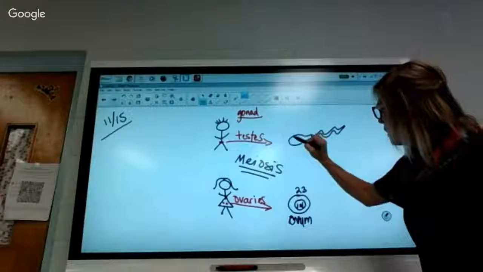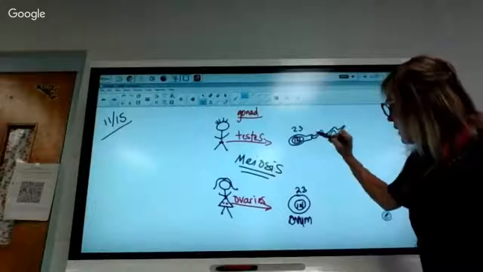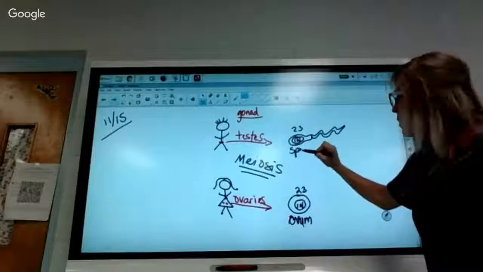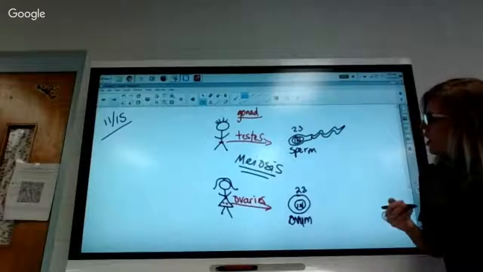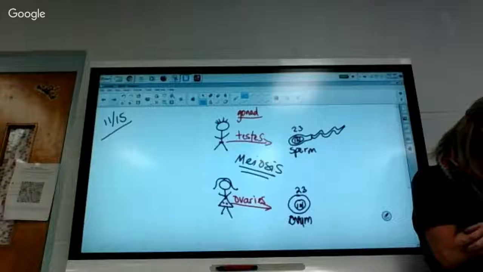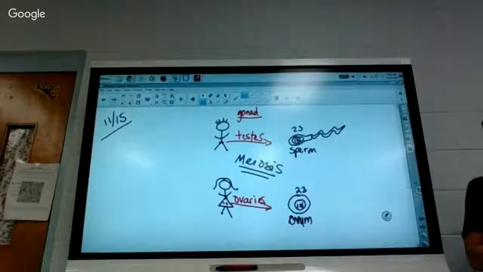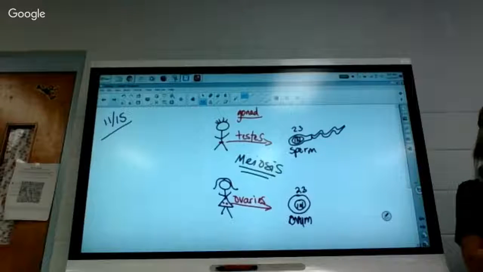There we go. So 1 in 23, and there's sperm. Okay, so he starts. He's going to make sperm for the rest of his life. For females, that's not true for us. We have a smaller window of time.